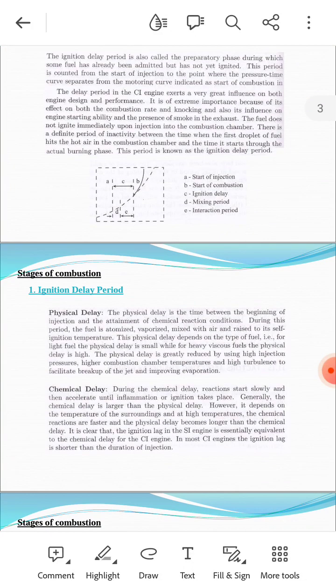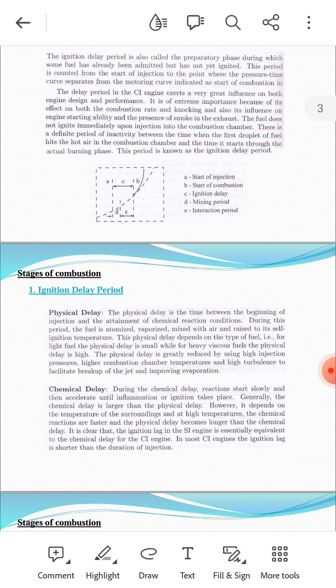The physical delay. The physical delay is the time between the beginning of injection and the attainment of chemical reaction conditions. During this period, the fuel is atomized, vaporized, mixed with air and raised to its self-ignition temperature. This physical delay depends on the nature of the fuel. For light fuel, the physical delay is small, while for heavy viscous fuels, the physical delay is high. The physical delay is greatly reduced by using high injection pressure, high combustion chamber temperature, and high turbulence to facilitate breakup of the jet and improve the evaporation.